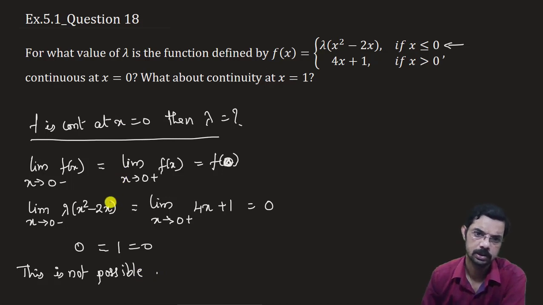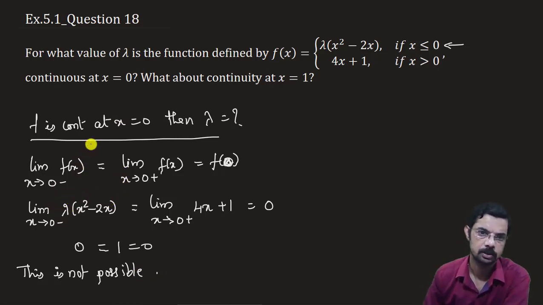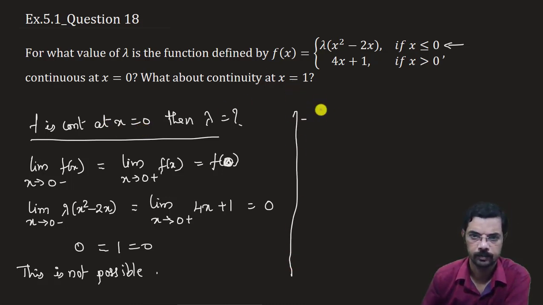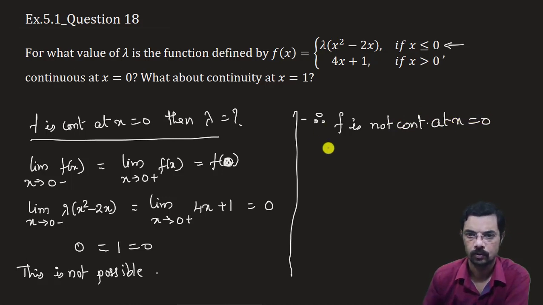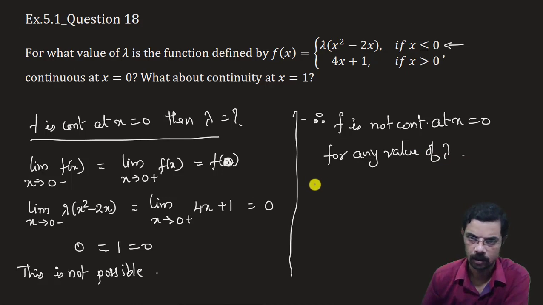So, there is no value of lambda for which the function could become continuous. Therefore, f is not continuous at x equal to 0 for any value of lambda.